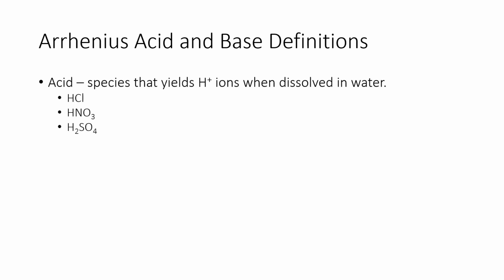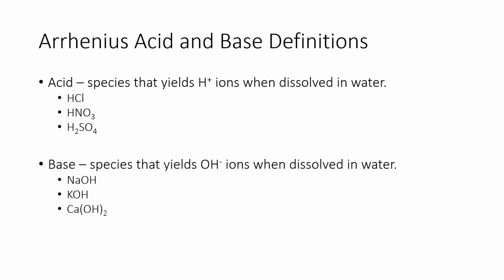The Arrhenius definition states that an acid is a species that yields H+ ions when dissolved in water. Examples include hydrochloric acid, nitric acid, and sulfuric acid. An Arrhenius base is defined as a species that yields hydroxide ions when dissolved in water. Examples include sodium hydroxide, potassium hydroxide, and calcium hydroxide.